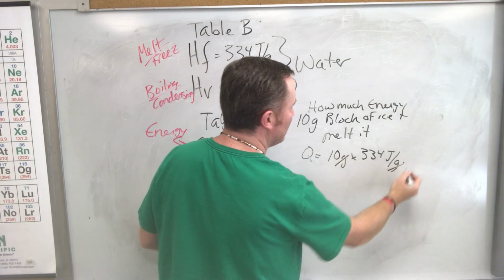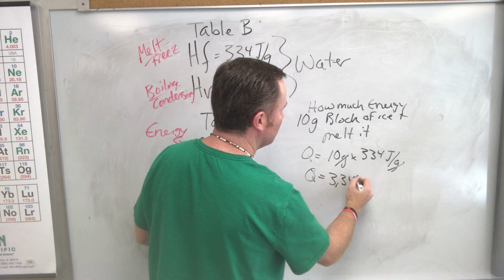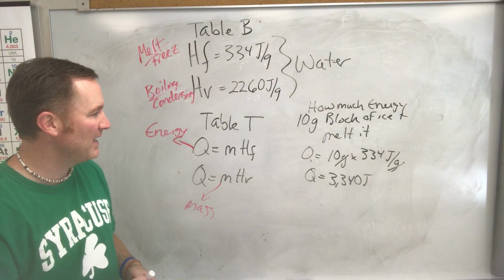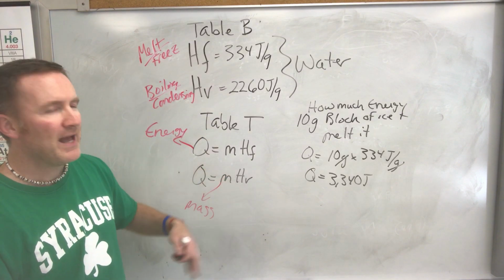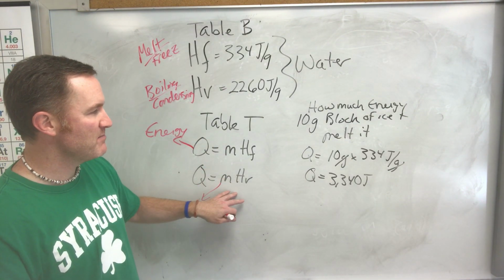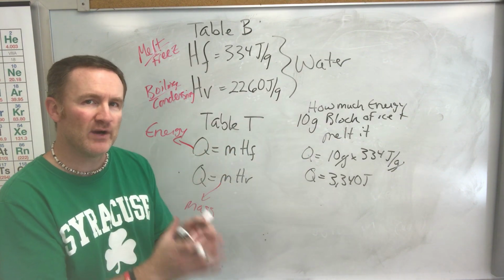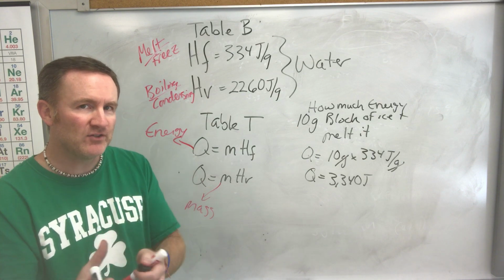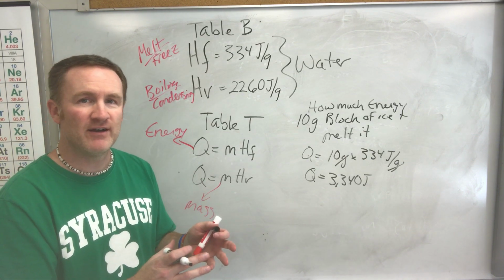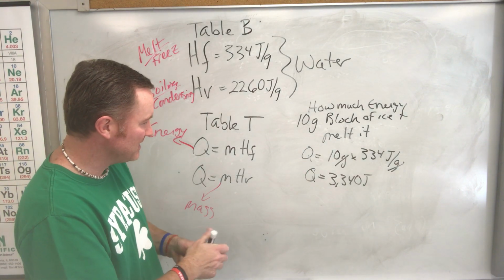My grams will cancel out, and I'm left with 3,340. We're just going to stick with some simple math. We're just moving the decimal over one spot. The same thing would hold true. How much energy would now be required to boil that same amount? We're still going to use the same amount. If I have 10 grams of ice and I melt it, I now have 10 grams of water. Okay, law of conservation of matter, right? I have 10 grams and 10 grams.